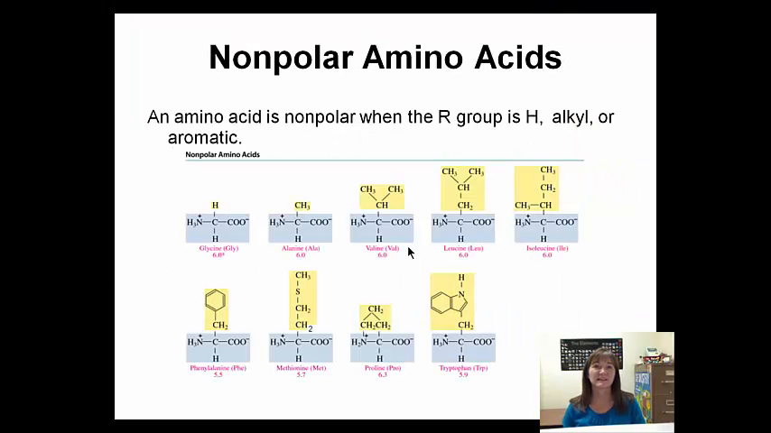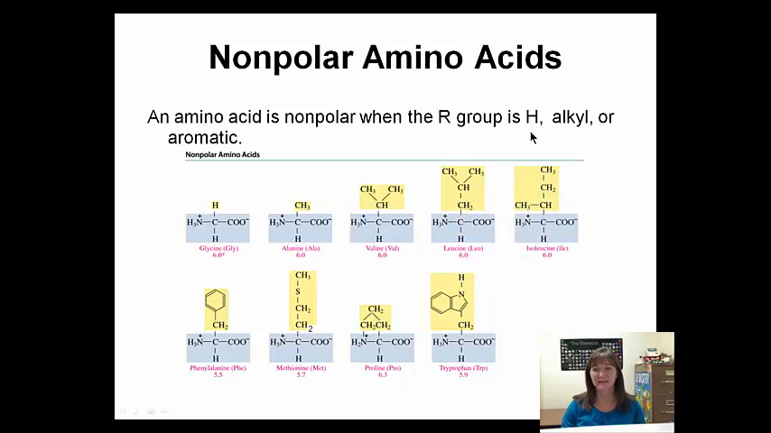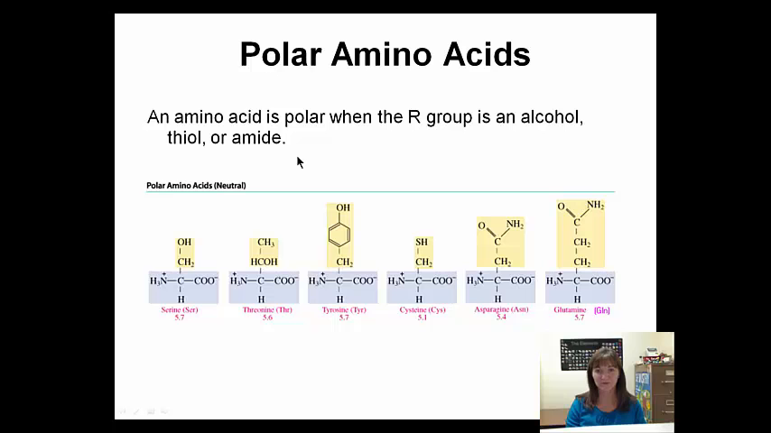So focusing on each one of those groups. The nonpolar amino acids you're going to be able to recognize because the R group is either going to be the hydrogen, or the R group will be an alkyl group like a methane or an ethane, so a grouping that is just made of carbon and hydrogens, or it's going to have an aromatic side chain, which would be your benzene rings. So that's how you're going to identify your nonpolar groups.